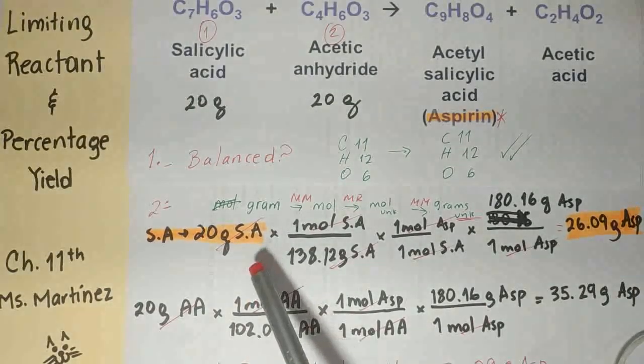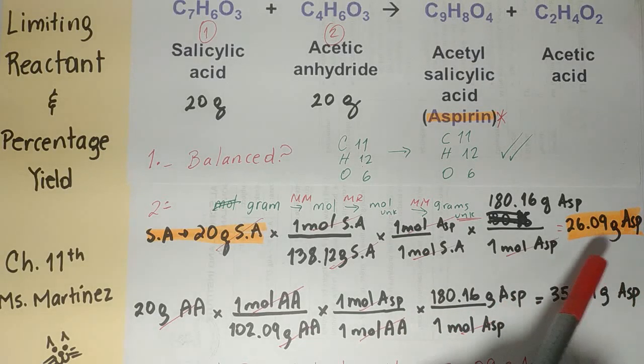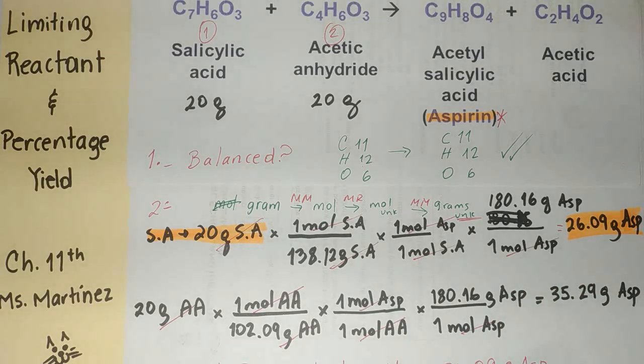As this is the limiting reactant, this is the total amount of aspirin that will be produced after the reaction. Remember the example that we discussed in class about the hamburgers. It doesn't matter how many cheese slices you have, it doesn't matter if you have 100 buns. At the end, you just have 4 meats, so you will be able to produce only 4 hamburgers. Now, in this case, the only product that will be possible from this reaction is 26 grams of aspirin.